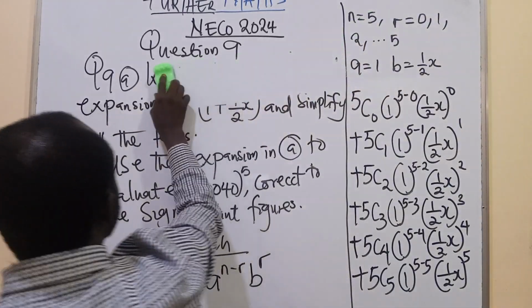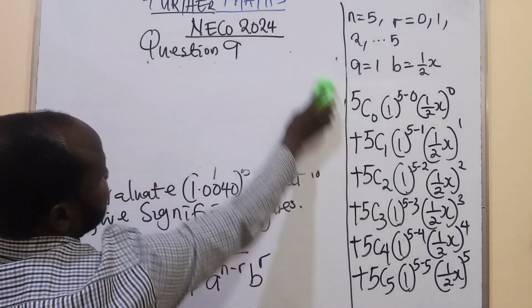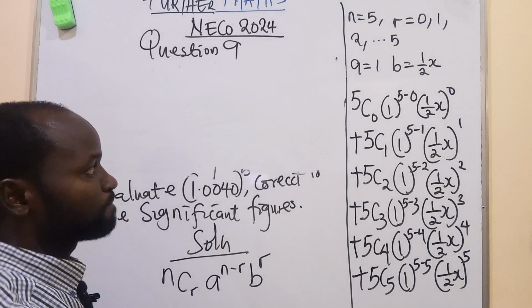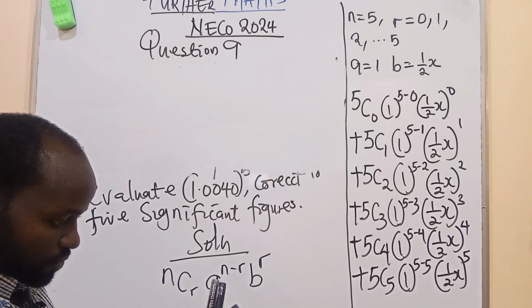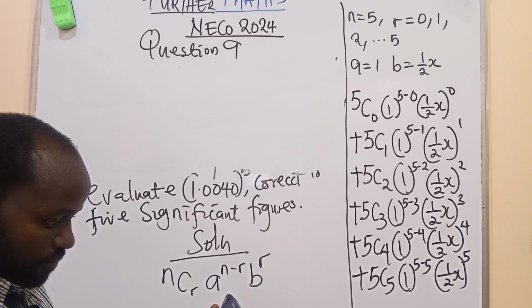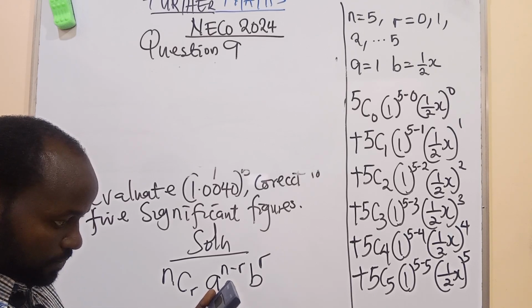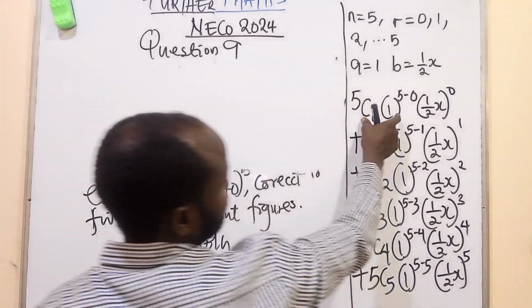Let's move here, since we need enough space to achieve that. Okay, first expansion here: 5 combination 0. Let's look at how we can do that. 5 combination 0 is 1, so the whole of this will be 1.